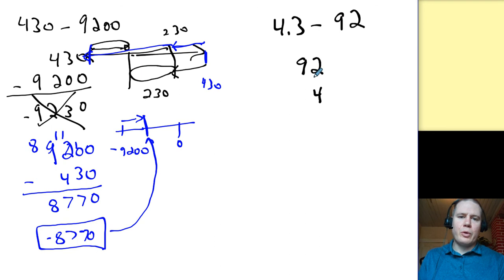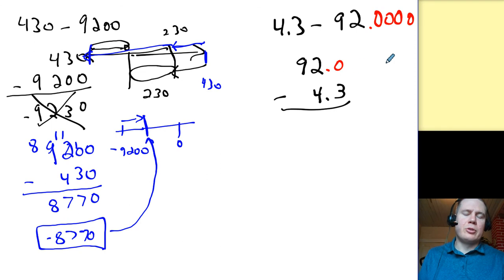Ones place lining up with ones place, 2 lining up with the 4, and the tenths lining up there. Now, I can't just say 3 is 3. I have to borrow, just like over here I had to borrow. Right? 92 is 92 and no tenths. It also has no hundredths or thousandths or 10,000ths, but I don't care about those because I don't have any of those in my problem. So 0 tenths minus 3 tenths. Well, we can't take 3 dimes away from no dimes, so let's borrow from our dollars. Turn one of those dollars into 10 dimes. 10 minus 3, 7 dimes.